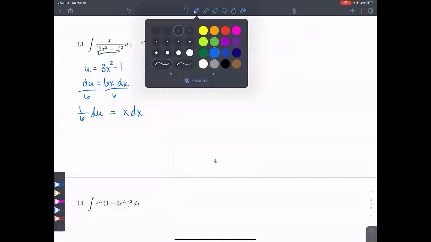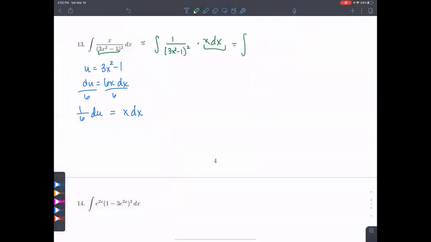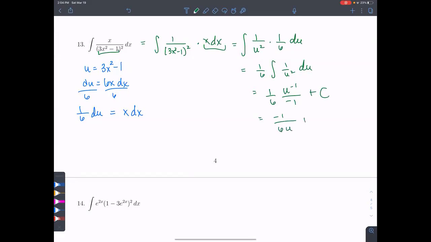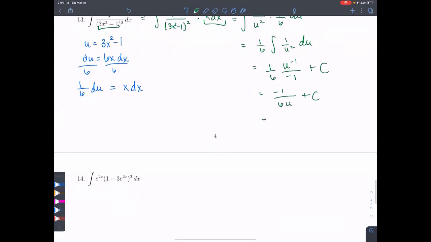Okay, and so I can make this substitution now. This is the integral of 1 over u squared times 1/6 du. So I have 1/6 the integral of 1 over u squared du. I'm going to increase to -1 and divide by -1 and then add c. So this is negative 1 over 6u plus c. So that's negative 1 over 6 times 3x squared minus 1 plus c.